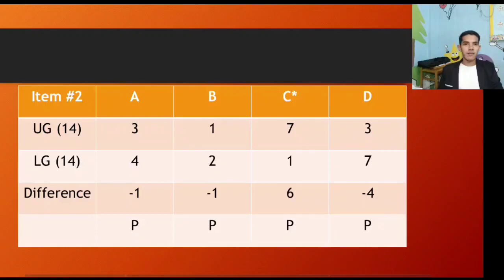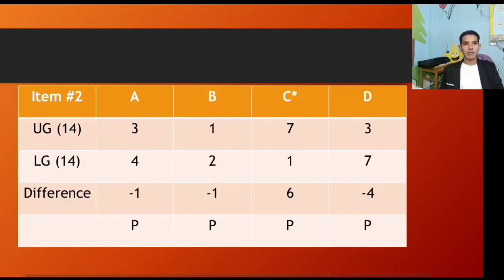Again, we have the same data from the upper group and lower group. So in our distractor A, there are 3 students who answered from the upper group and 4 from the lower group. In our letter B, there is 1 student from the upper group and 2 in the lower group. In our response, letter C, we have 7 students who got the correct answer from the upper group and 1 from the lower group. And in our distractor D, there are 3 students from the upper group and 7 from the lower group.